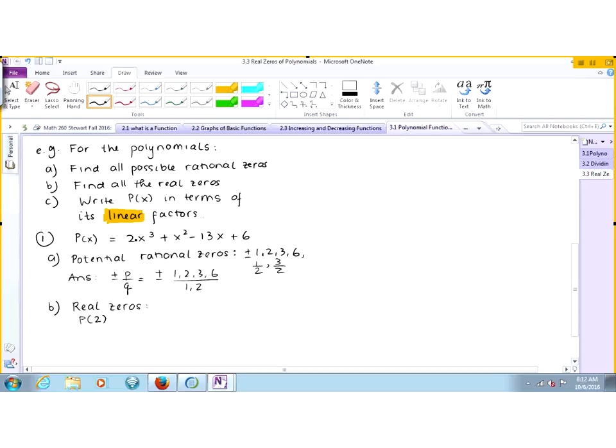Then you're going to try P of 2. Does P of 2 work? Let's see. This one I probably have to write down. So 2 times 2 cubed plus 2 squared minus 13 times 2 plus 6. So does 2 work? Is it equal to 0? Let me see. So 16 plus 4, 20 minus 26 plus 6. Oh yeah, this is equal to 0. Yes.